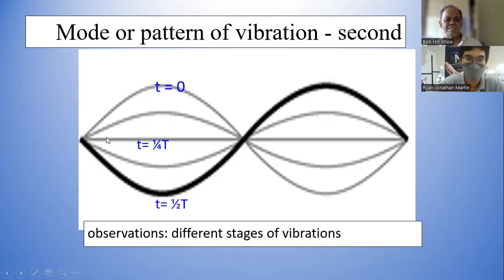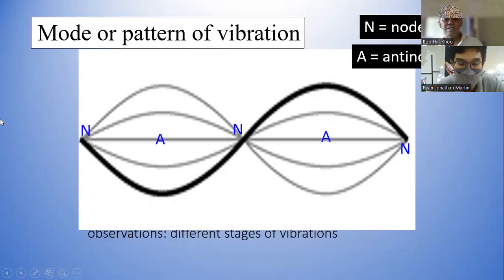So if we start from here at time 0, then this one will be a quarter T. The dark one will be half T. Right? Depends on where you start. And this is called the node, where it is completely 0 all the time. Antinode is between the two nodes, the midpoint there.